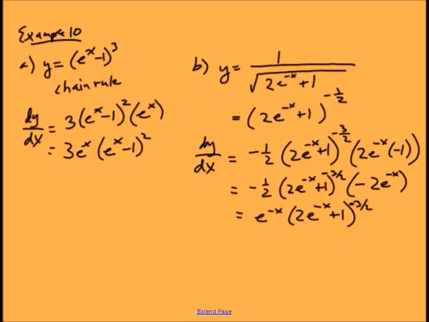Okay, so we could say 1 over e to the x times the square root of 2e to the negative x plus 1, which is cubed.